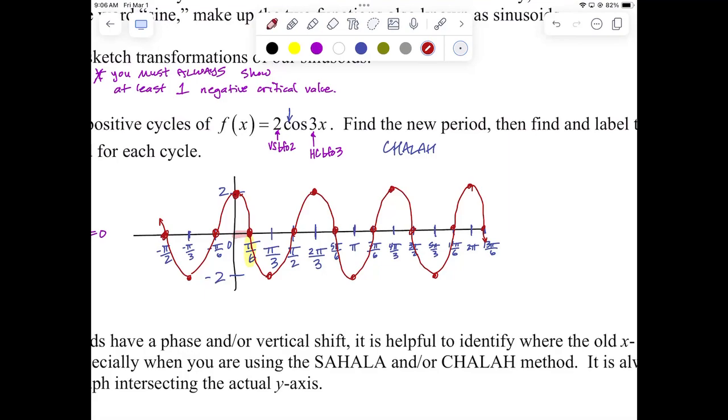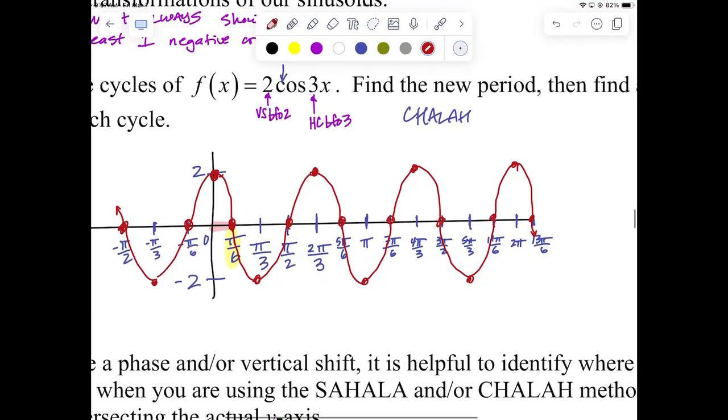That's it. Now, here's what I want to be able to do. Remember that we said sine and cosine really are the same graph. They're just shifted from each other. You should be able to write a sine equation for any cosine graph and vice versa. You should be able to write a cosine equation for any sine graph. So let's see if we can write an equivalent sine equation.